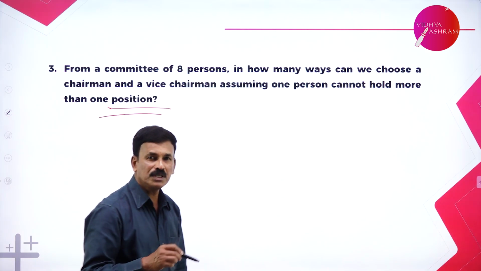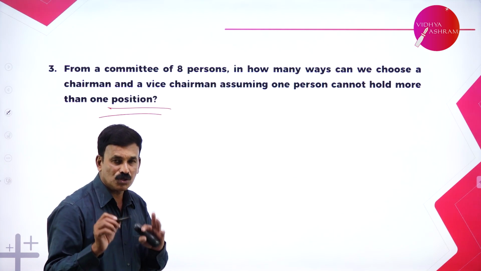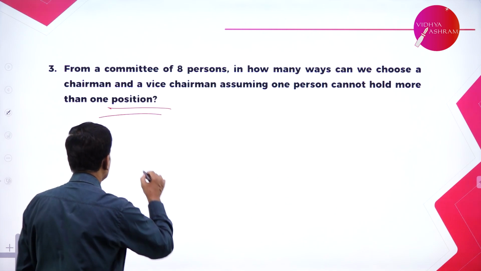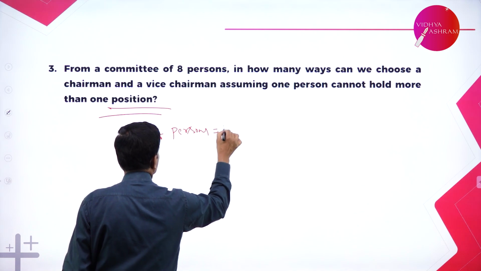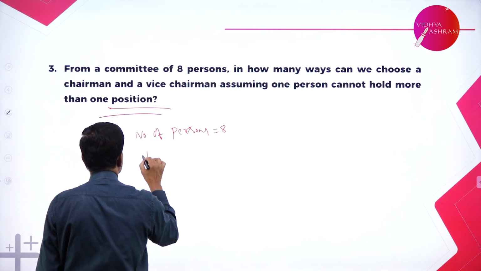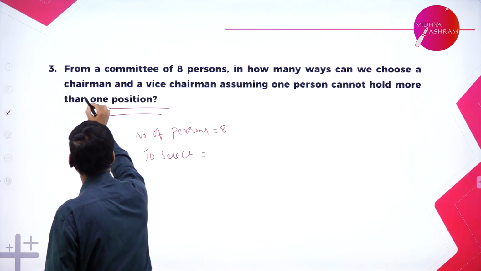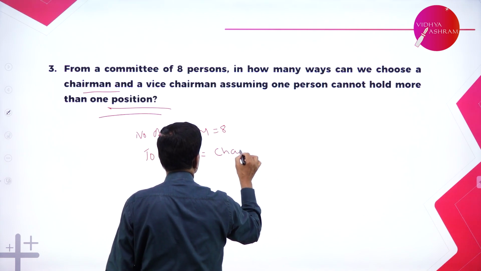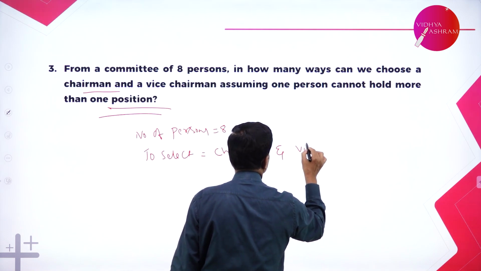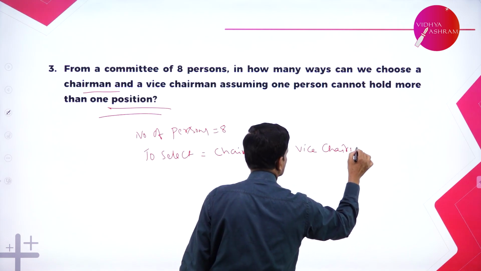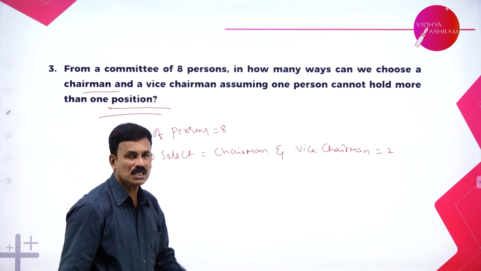So just very simple. How many persons are there? There are 8 persons. We are going to select only 2, that is a chairman and a vice chairman. So the number of persons is equal to 8. How many persons are we going to select? One is a chairman, and another one is a vice chairman. So this is 2 persons we are going to select. So out of 8 we are going to select 2, right?